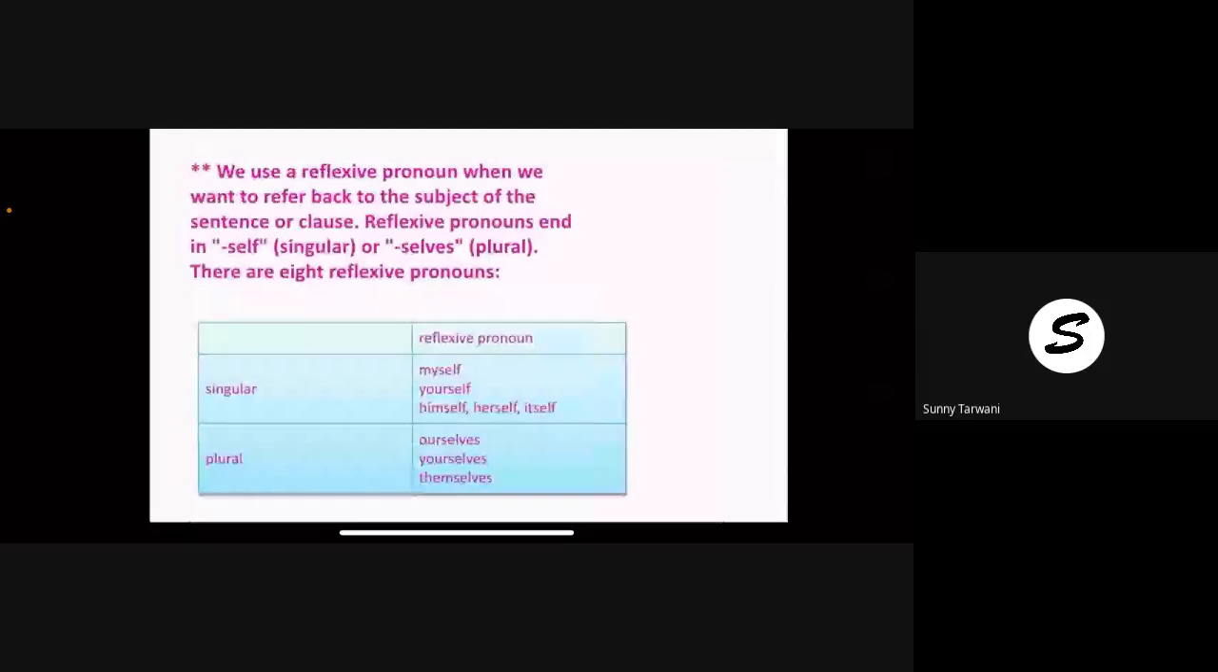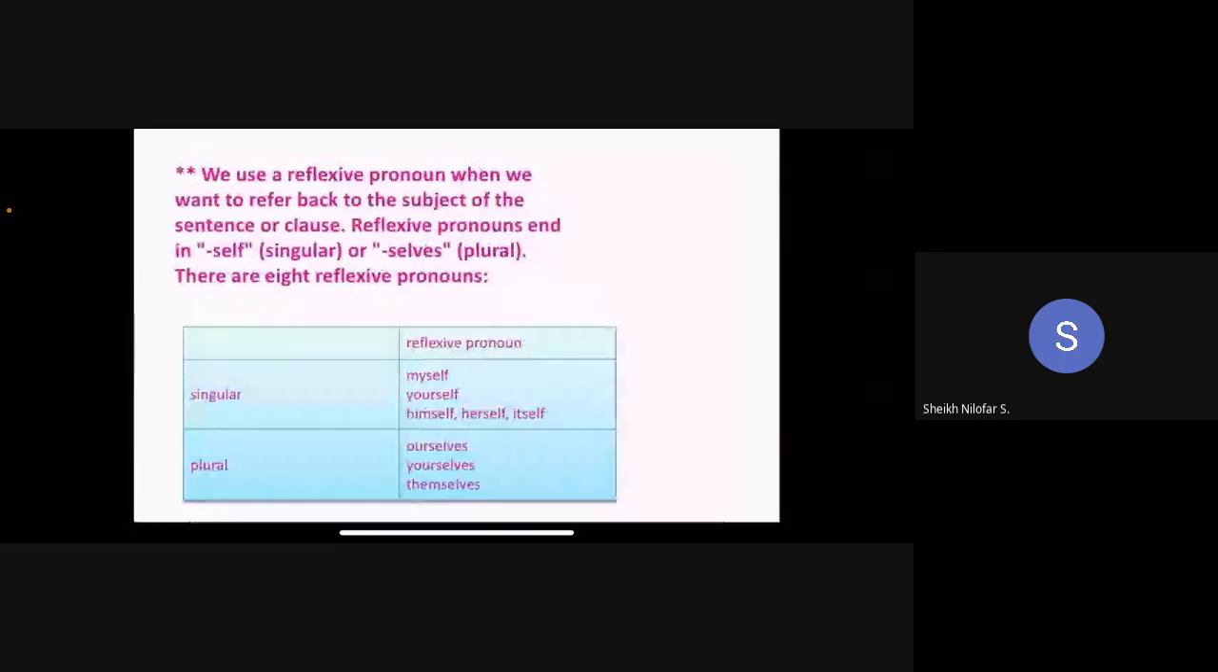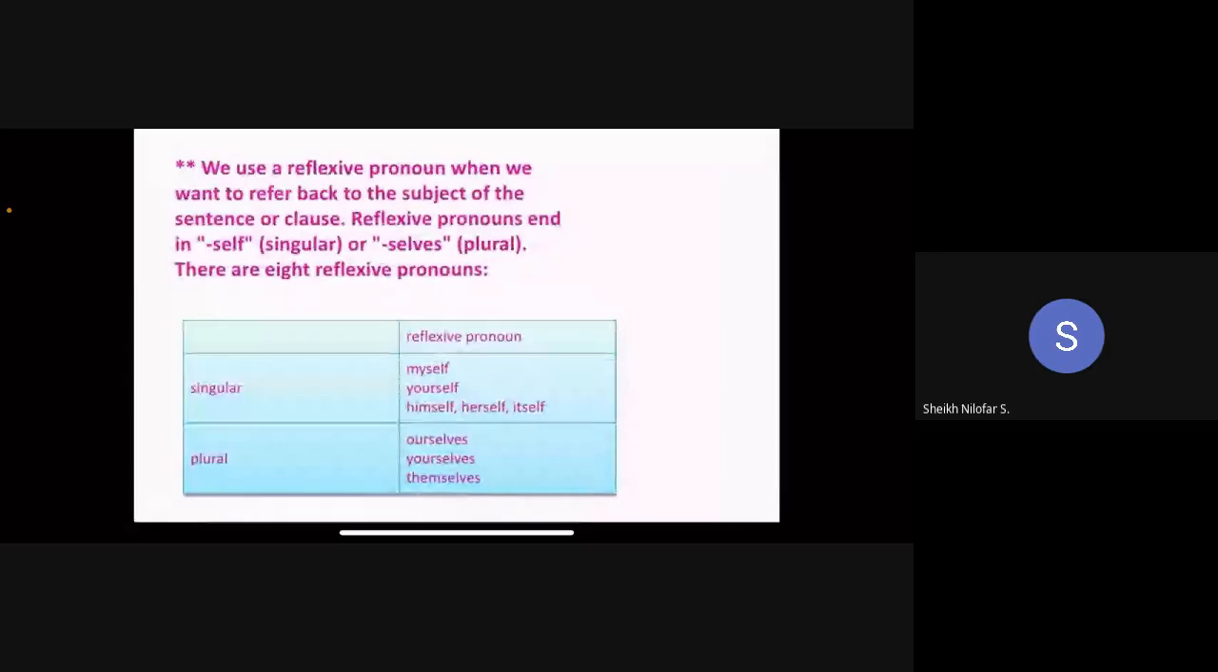We use a reflexive pronoun when we want to refer back to the subject of a sentence or clause. Reflexive pronouns end in self, singular, or selves, plural. There are 8 reflexive pronouns. Singular: myself, yourself, himself, herself, itself. Plural: ourselves, yourselves, themselves.